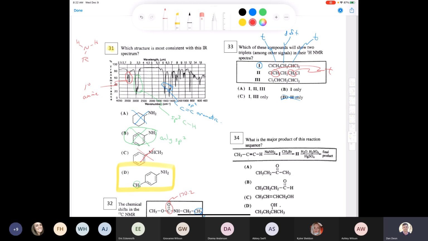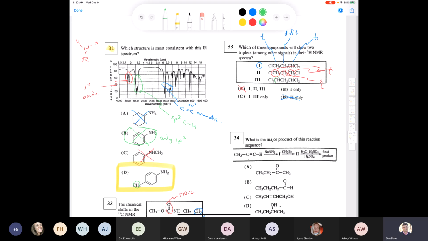Now, if you look at the methylene that's in the middle here, it's coupled next to a total of 4 protons, and so it's going to give you a quintet. Okay, so we can eliminate any answer that's got number 2 in it because it doesn't give you 2 distinct triplets. It gives you a triplet and a quintet. All right, let's look at the last one and see if there's 2 triplets in here.